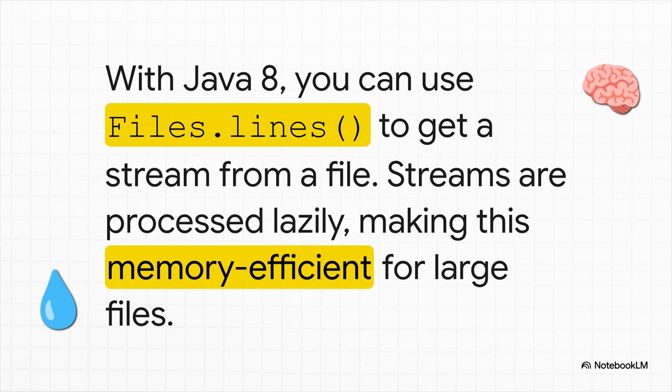And then, Java 8 took it to another level by tying file handling directly into the Stream API. With a method like Files.lines, you can treat the lines of a file as a stream of data. The key here is that it's processed lazily. What does that mean? It means it only reads a line from the file at the exact moment it's needed, instead of loading the entire, potentially gigantic, file into memory all at once. For working with massive files, this is an absolute game changer for performance and memory usage.